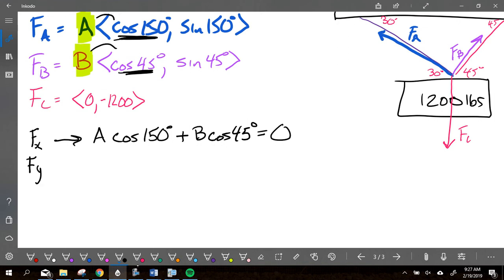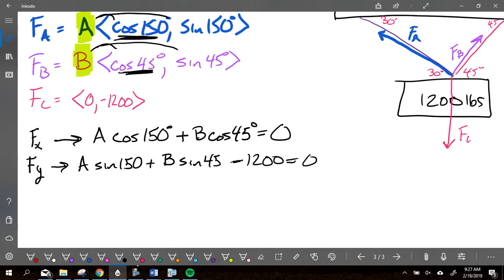The other force we have to worry about is going up and down. The up and down forces need to be balanced, or in other words, our vertical pull. And so A times sine of 150 plus B cosine of 45 plus negative 1,200, or minus 1,200, however you want to write it. It's the same thing. Minus 1,200 because I've got a third force, and all of those need to be equal to 0 because it's in static equilibrium.